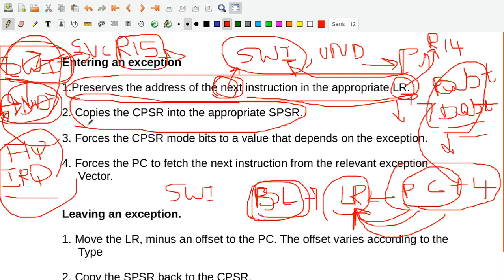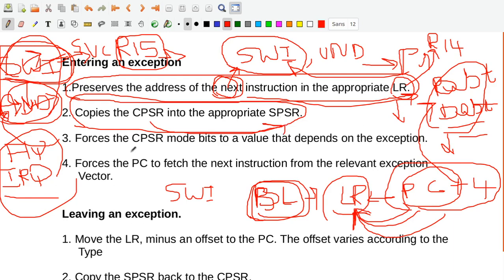Because if you don't copy, what all status flags got updated, what all modes you were in, you have to know it, isn't it? So you have to know which mode you were in before entering into the supervisor mode. So all those things you have to know. So that's why you definitely copy the CPSR into the SPSR.